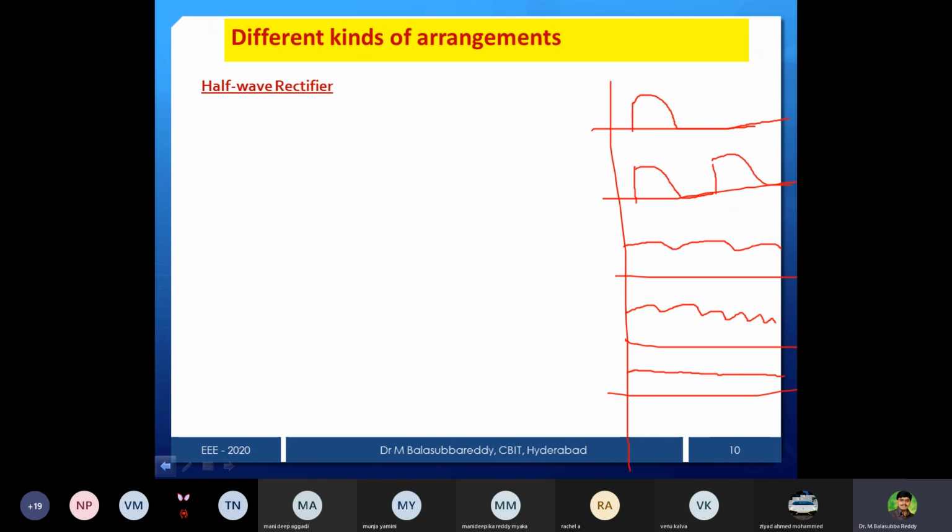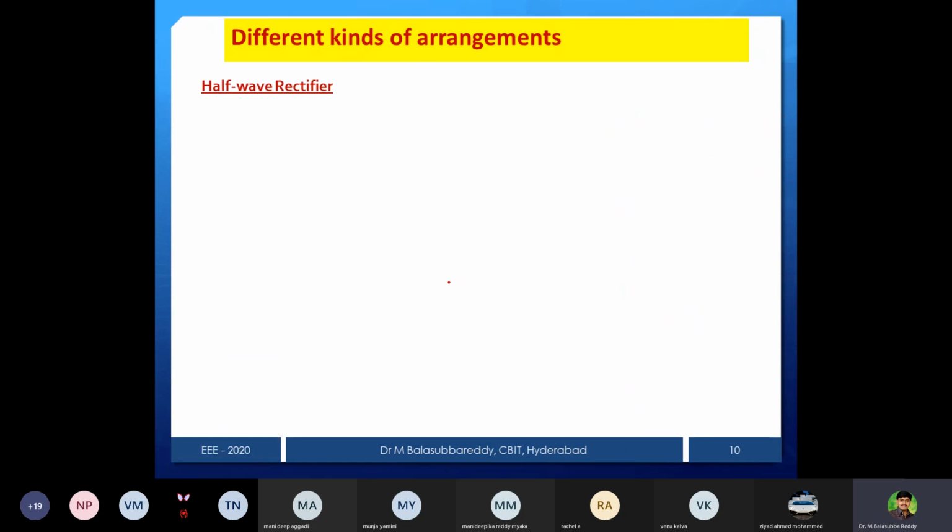We are getting a very smooth wave, a very high frequency of ripple, and the output voltage magnitudes are higher as well as the waveform also being improved. So that is the reason we go for a higher pulse number.